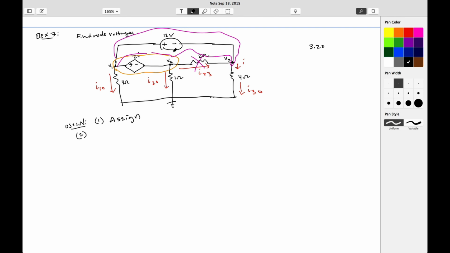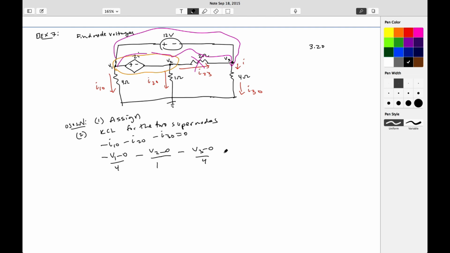All right, and so that means that we can write our KCL for the two supernodes as being minus I1 0 minus I2 0 minus I3 0 equals 0. So that gives me minus (V1 minus 0)/4 minus (V2 minus 0)/1 minus (V3 minus 0)/4 is equal to 0.